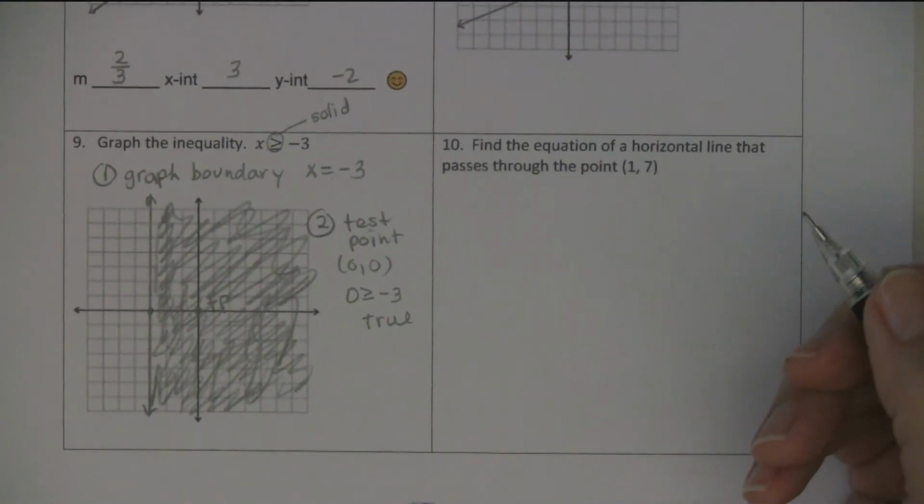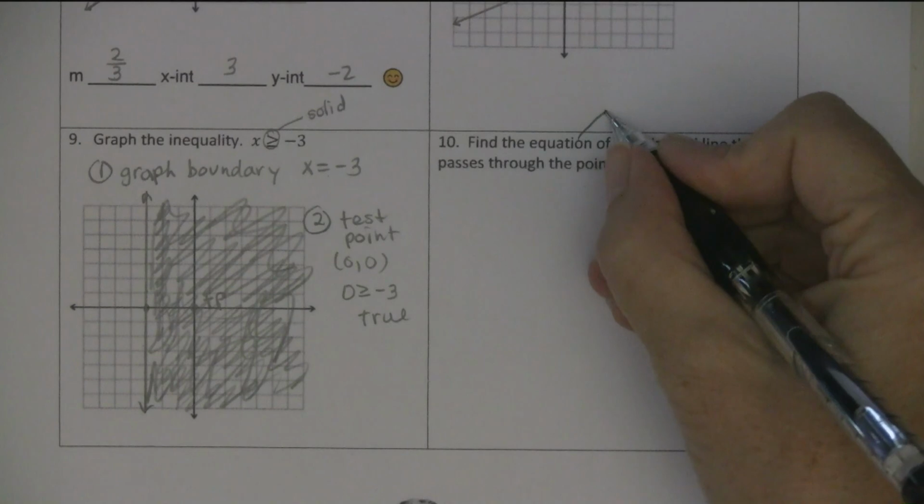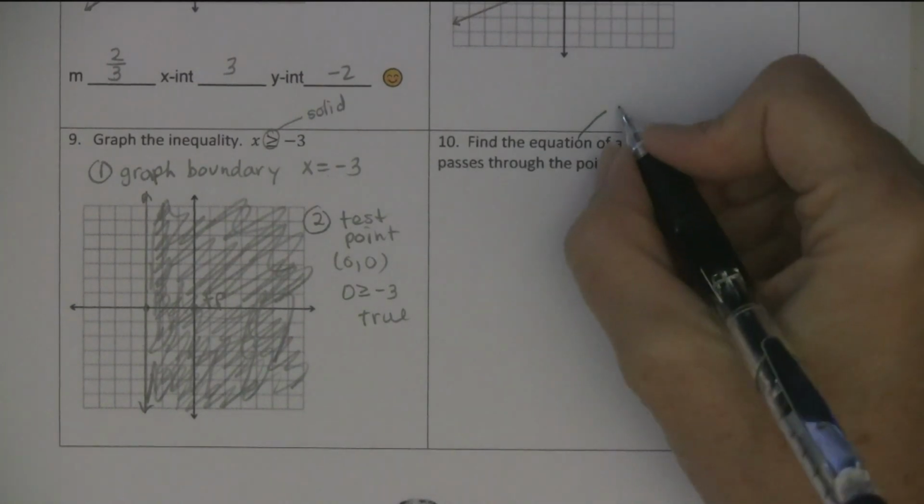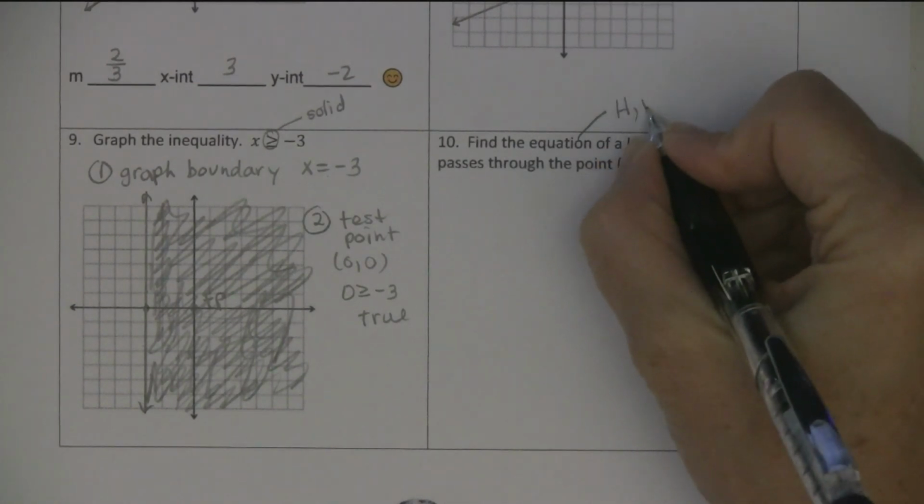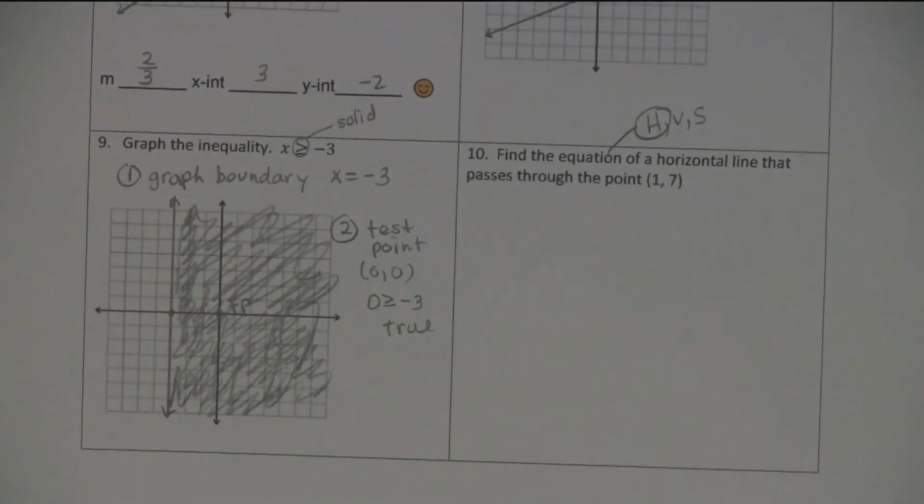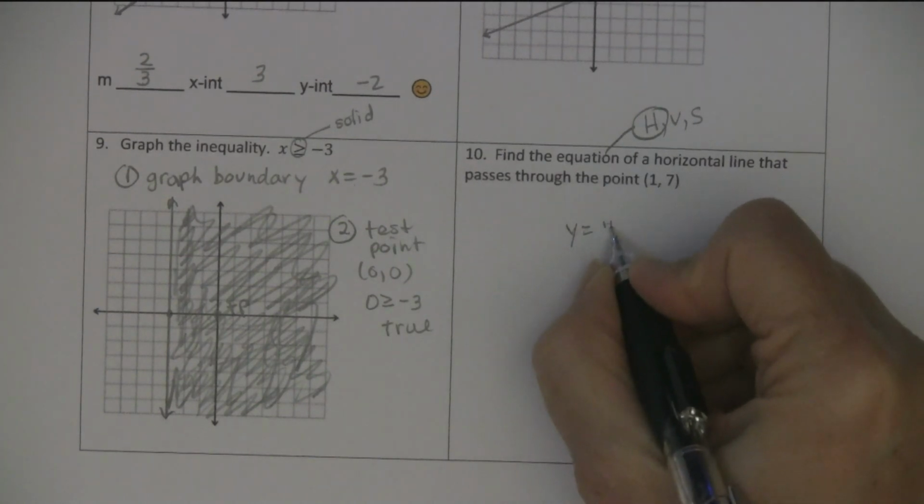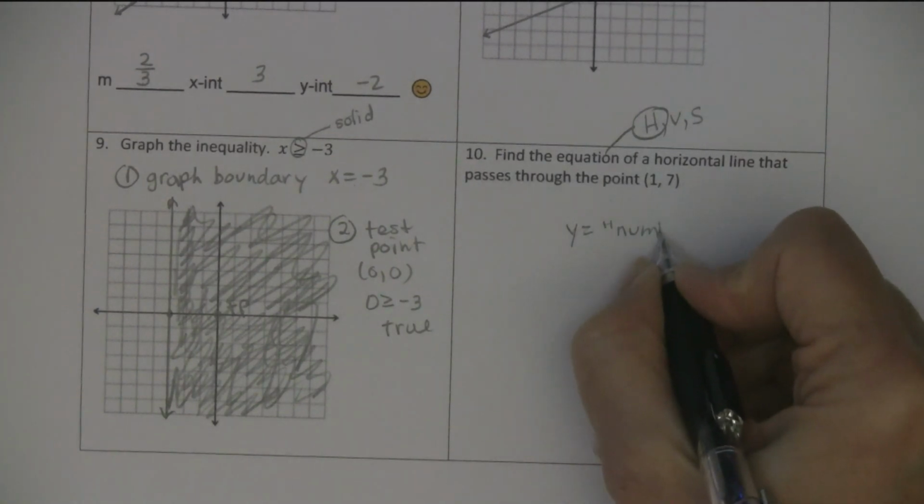Find the equation of a horizontal line. So I did a lovely job on that, right? That's all there is, step 1 and step 2. Find the equation of a horizontal line that passes through the point 1, 7. They told me it was horizontal, and that's good, because anytime someone says find the equation of the line, I say to myself, is it horizontal, is it vertical, or is it slanted? They said it's horizontal. And so I know that the equation then is y equals a number by memory.